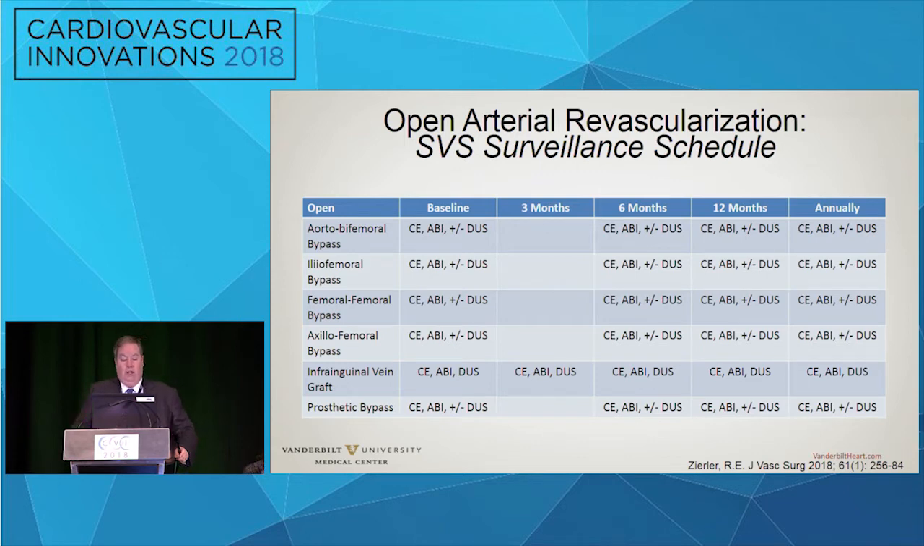Everybody else, and by the way, I want to make this clear, this is for open: 6 months, 12 months, and then annually. Okay, so again, the duplex ultrasound comes into play for most of them: aortobifemoral, iliofemoral, femfem, and axfem. If there's an ABI problem, infrainguinal vein grafts, they should get an ultrasound every time.